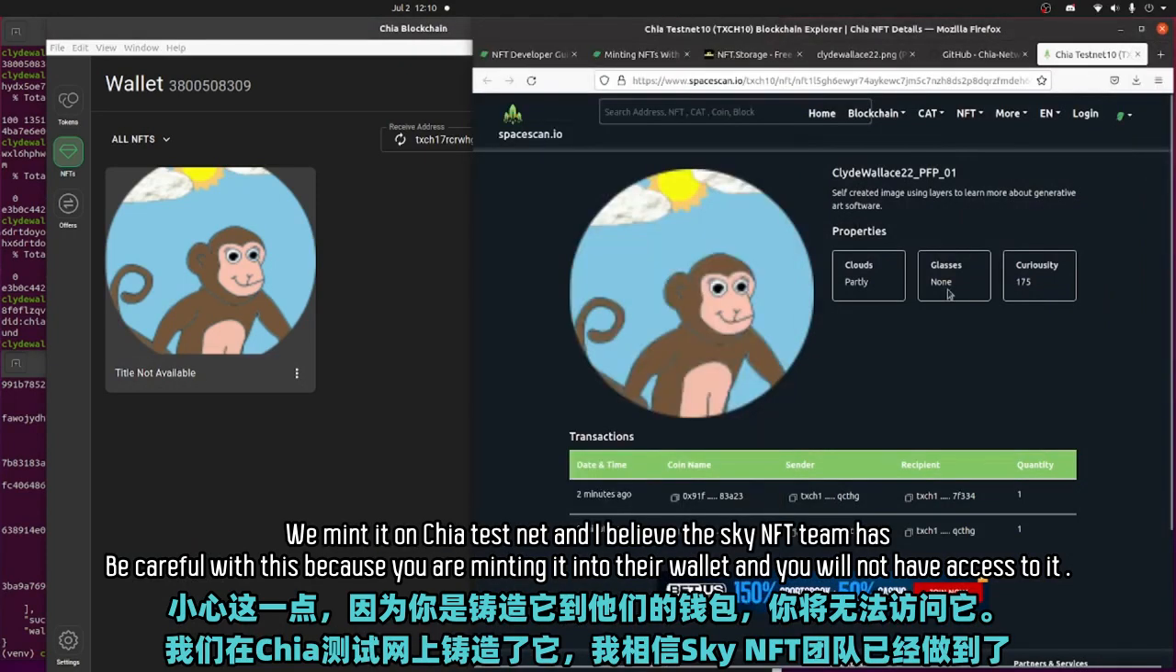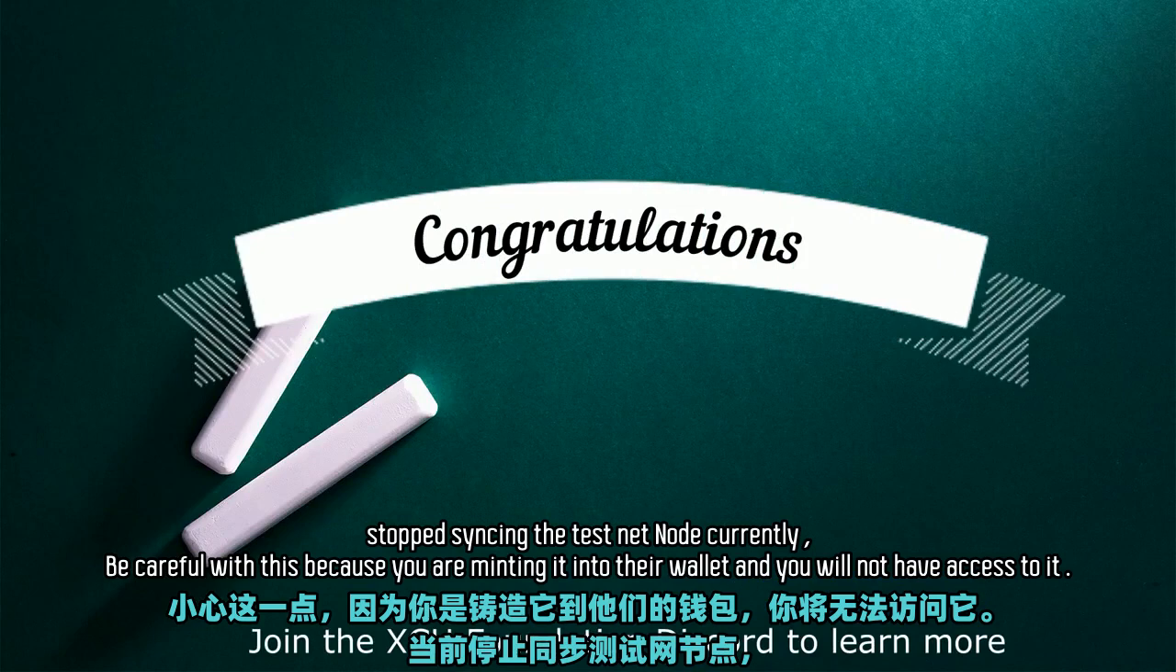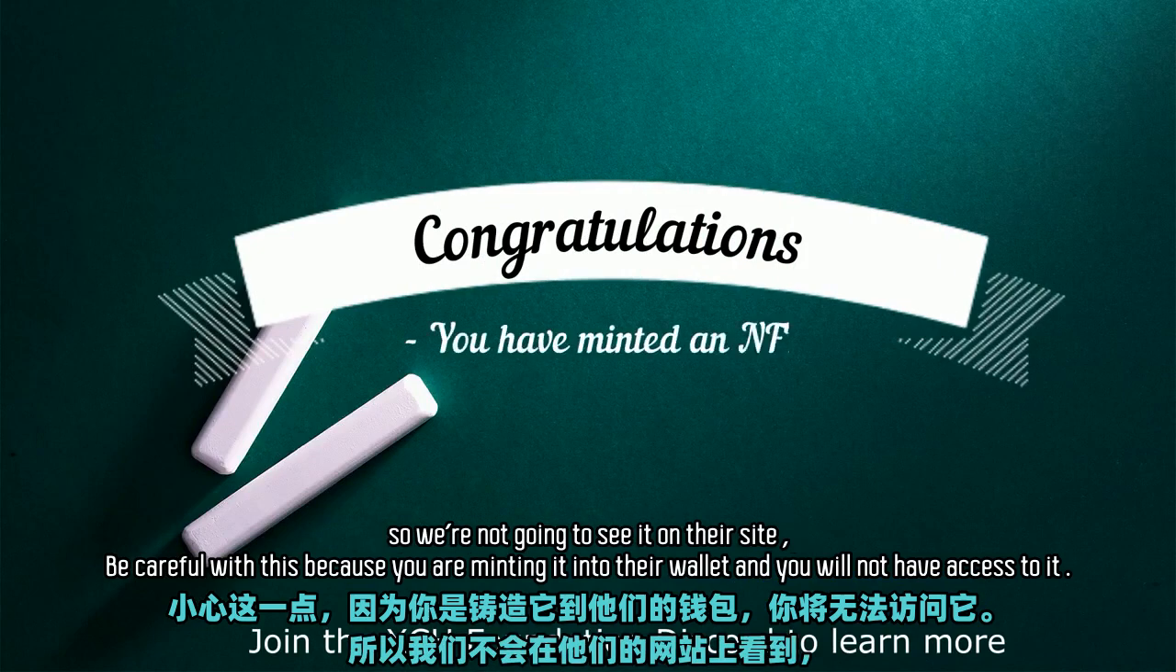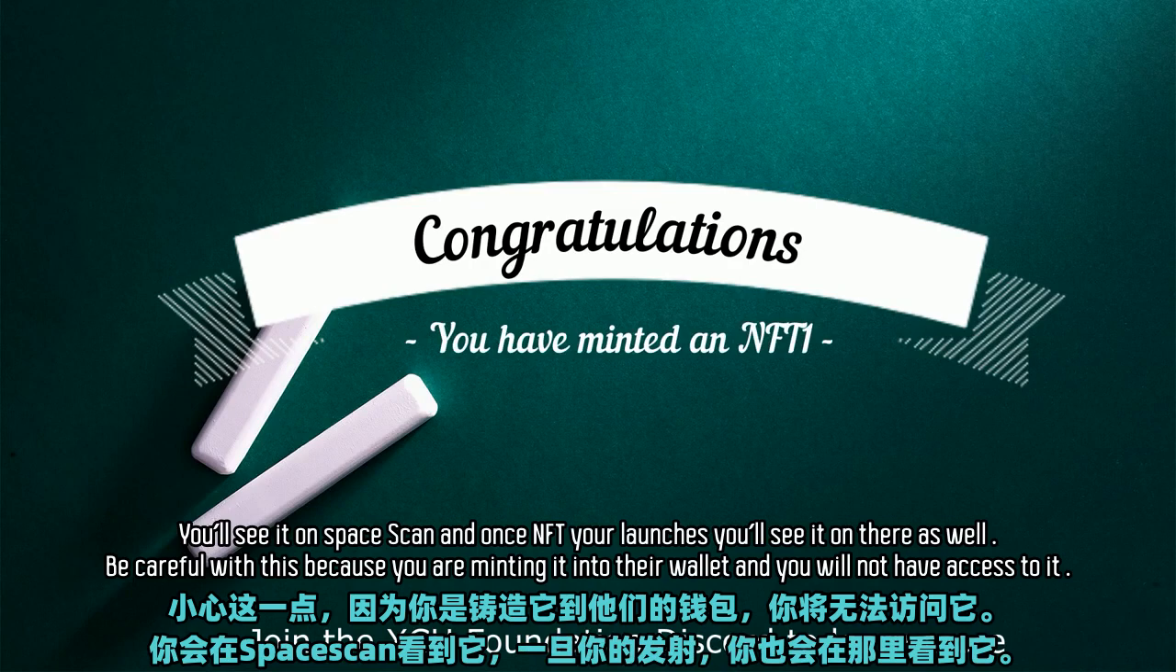We minted on Chia Testnet, and I believe the Sky NFT team has stopped syncing the testnet node currently. So we're not going to see it on their site, but you will see it on Mint Garden, you'll see it on SpaceScan, and once NFT launches, you'll see it on there as well.